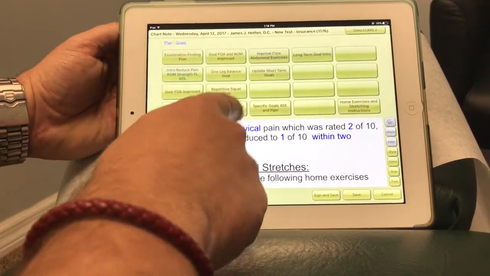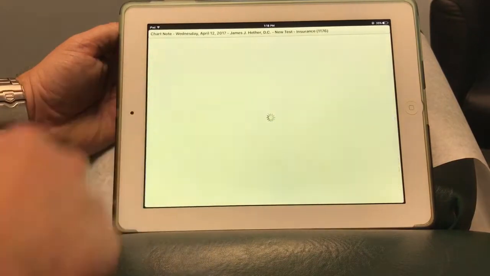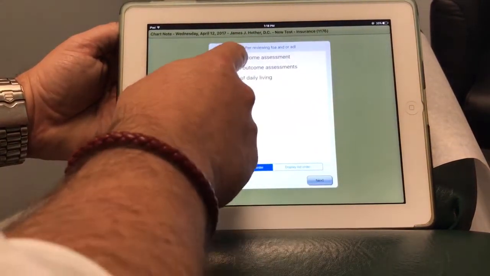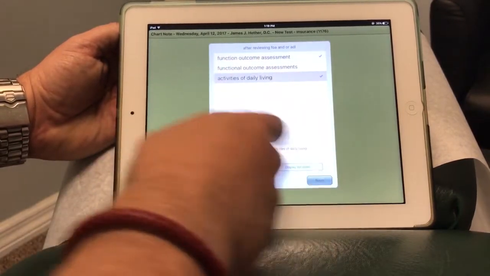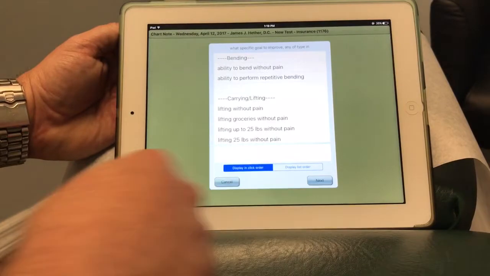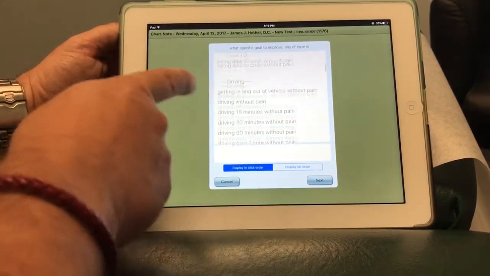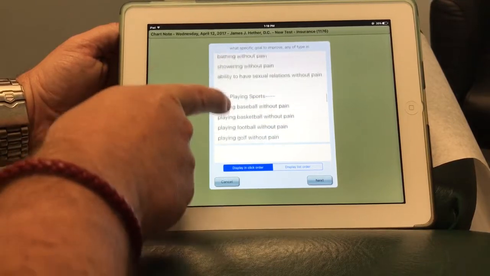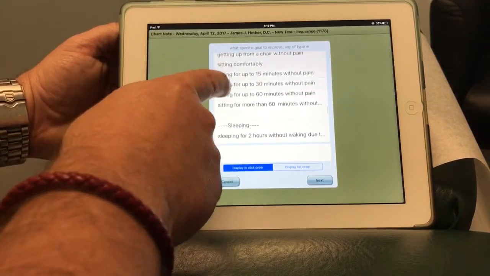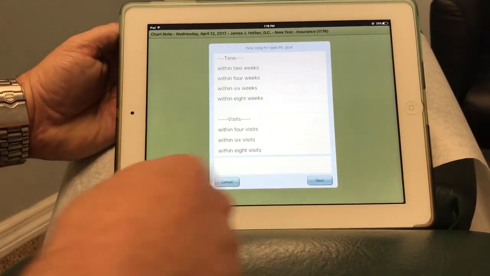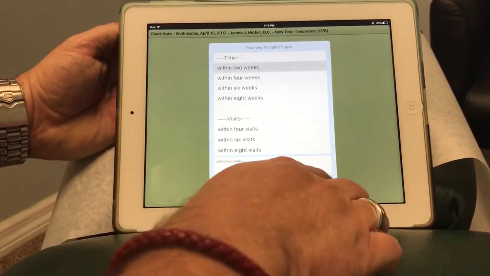we can say that we would like to see them with their activities of daily living sleep better with their chiropractic, muscle stim therapy, and home exercises. We would like to see them be able to sit for 30 minutes without having pain comfortably, and we would like to see them sleep for more than 4 hours in the night. And again, we're going to do that within the next 2 visits.